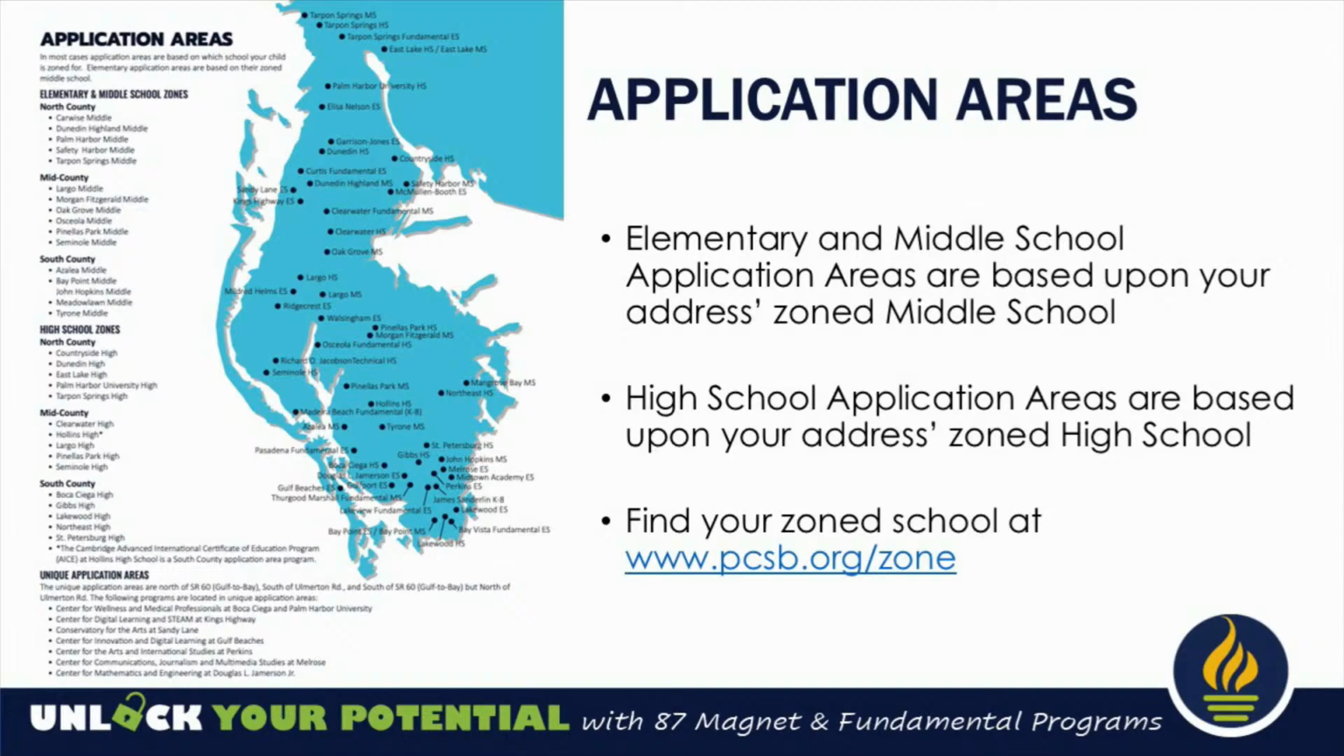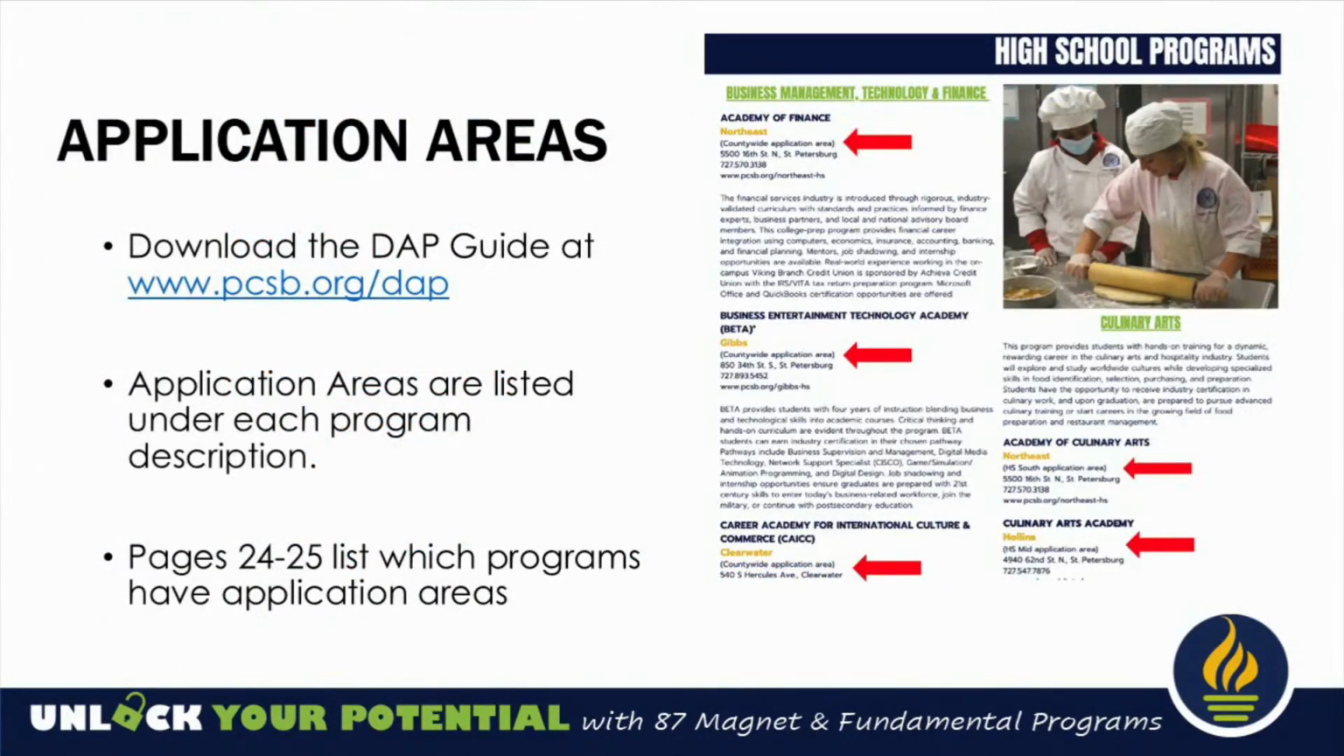If we look inside the DAP guide, again found at pcsb.org/DAP, below each program description it indicates what the application area is. So if you're looking in the high school program section under the Academy of Finance at Northeast High School, you can see that that's a county-wide application area. Those red arrows indicate where the application area is listed underneath each program description. Pages 24 and 25 in the DAP guide list which programs have application areas and indicate what they are.